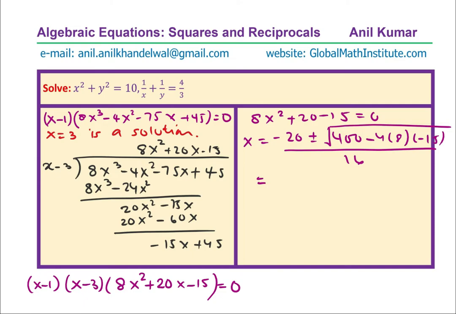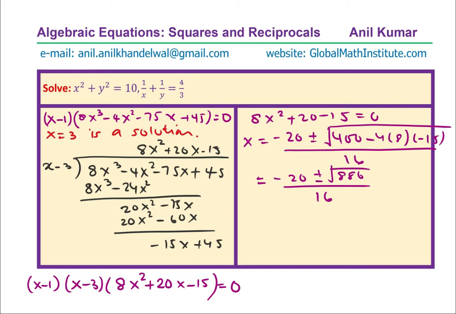So let us solve this. When you solve this particular equation, you get minus 20 plus or minus the square root of, use the calculator, 880, divided by 16. And you can write the decimal equivalent or the fraction itself.